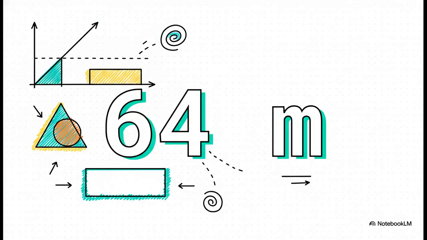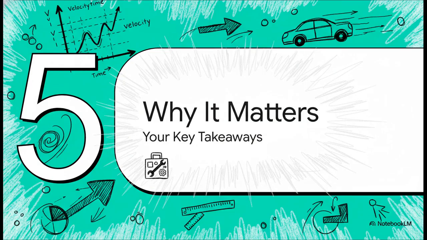Now for the grand finale. If we were to calculate the total area under that entire 3-part journey, adding up the area of that first triangle, the rectangle in the middle, and the final shape, we'd find the car's total displacement. And for this particular trip, it all adds up to 64 meters. So there you have it. We've decoded the graph, we've uncovered its secrets.